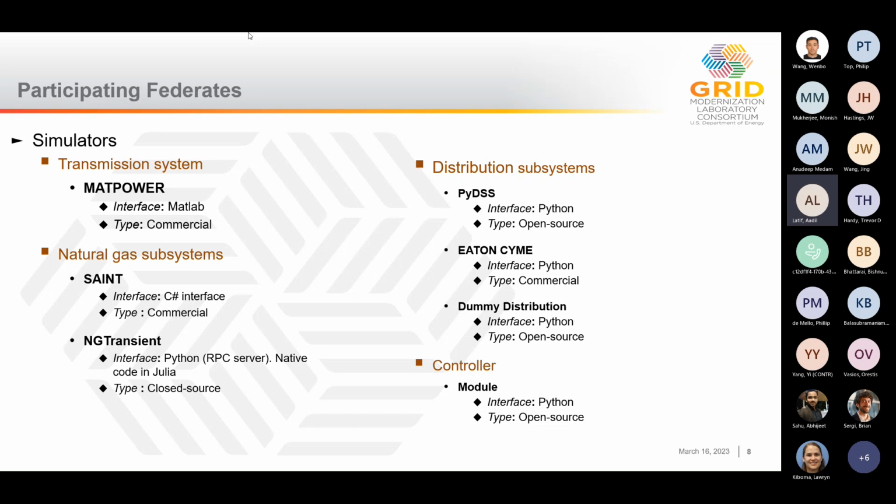For the distribution side, we've got three different distribution simulators. We've got PyDSS, which is a high-level interface to OpenDSS. It interfaces with the core simulation, the Helix binding in Python. We've got Eat and Sign, which is a commercial tool. We use the Python interface for that as well. And then we've got a third dummy distribution federate, which is Python as well. And this is open source.